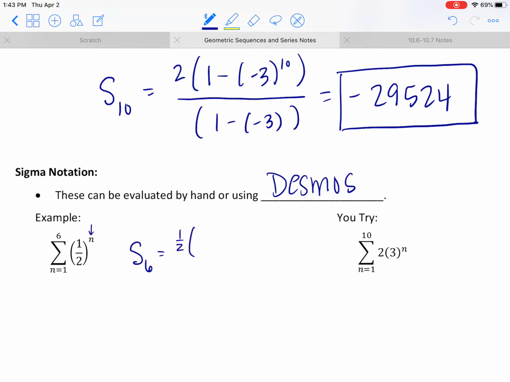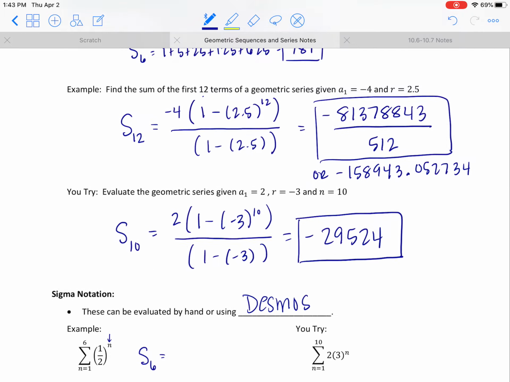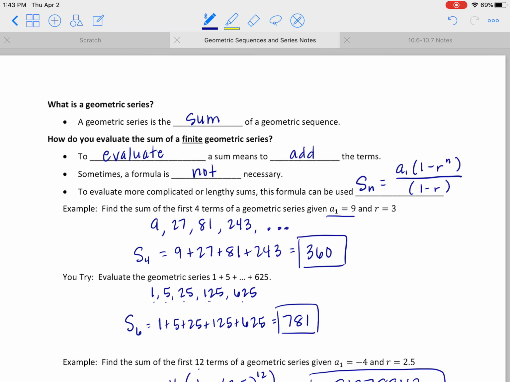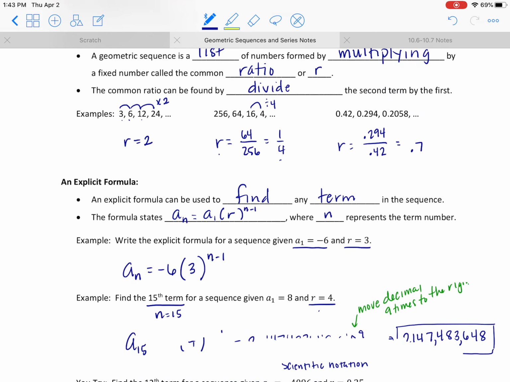So the first number on the list would be found by plugging a 1 in. If I put a 1 here, 1/2 to the first power would be a half. So this list would start at a half. And then we have 1 minus the common ratio. The common ratio is, oh, I think I screwed that up. Sorry, my brain. Think about your explicit formula that we had up here.